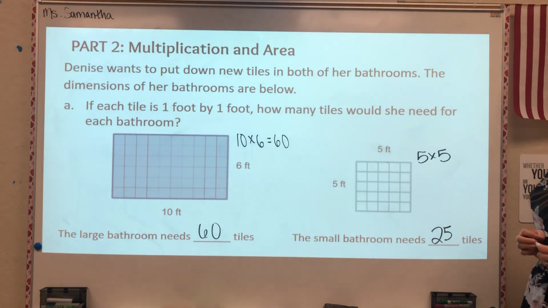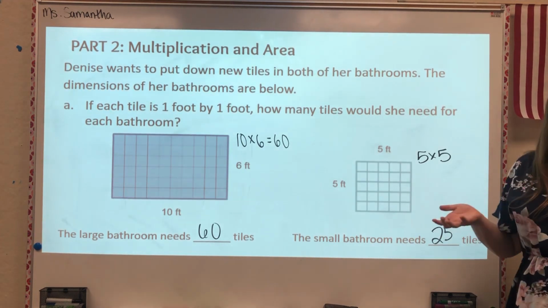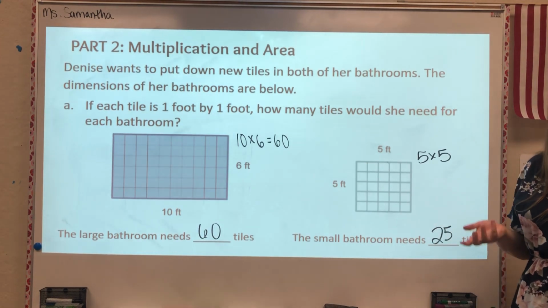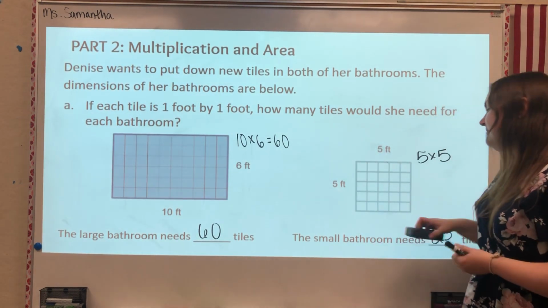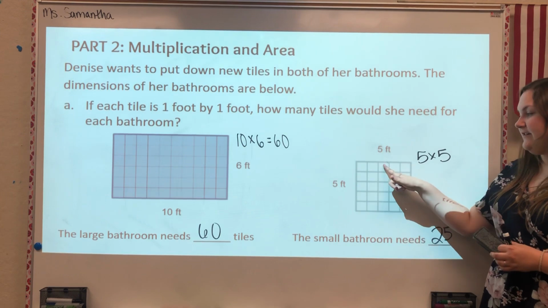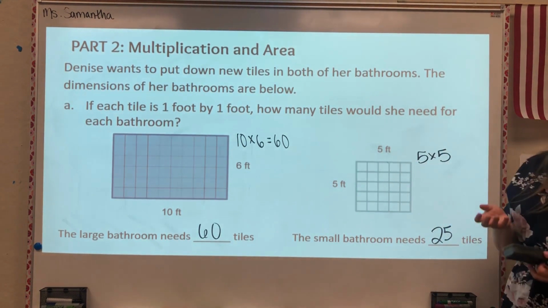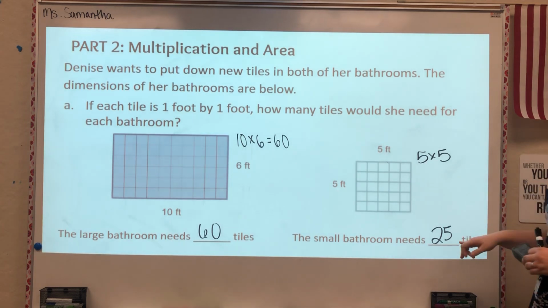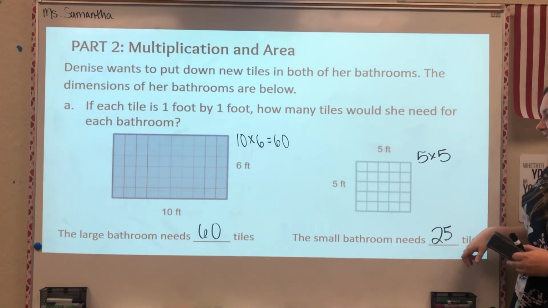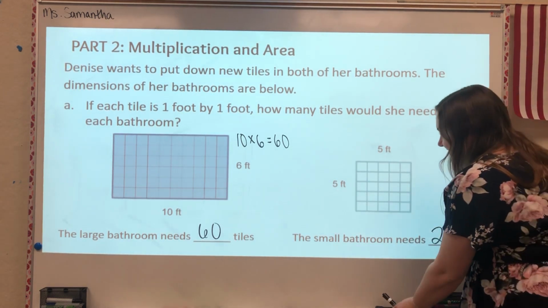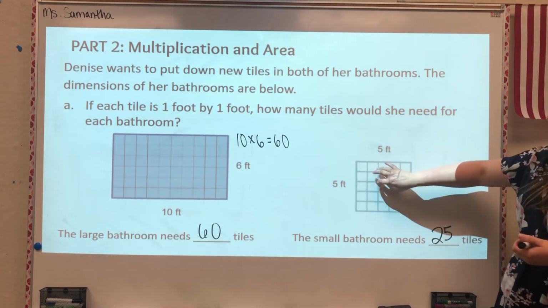Now in this problem, I never said the word, but what you are calculating here is something we call area. Area is all of this here. Area is the space inside a shape, or in this case, the space inside Denise's bathroom. When we were saying she needs 25 tiles, another thing we could say is the area of this bathroom.